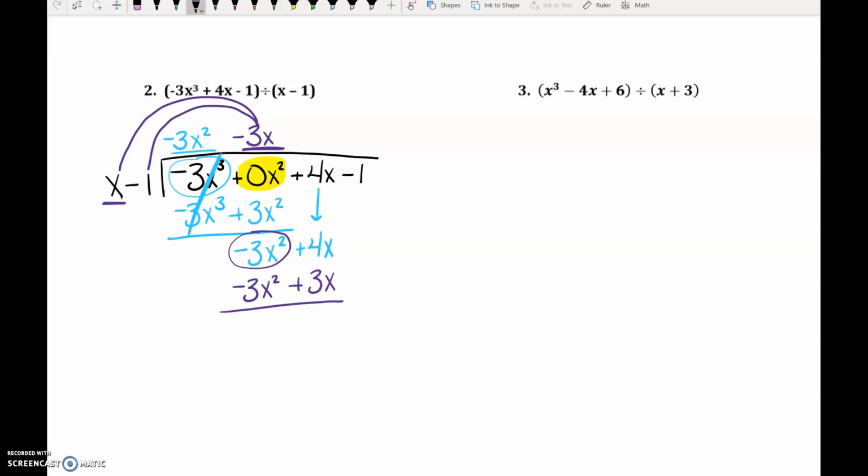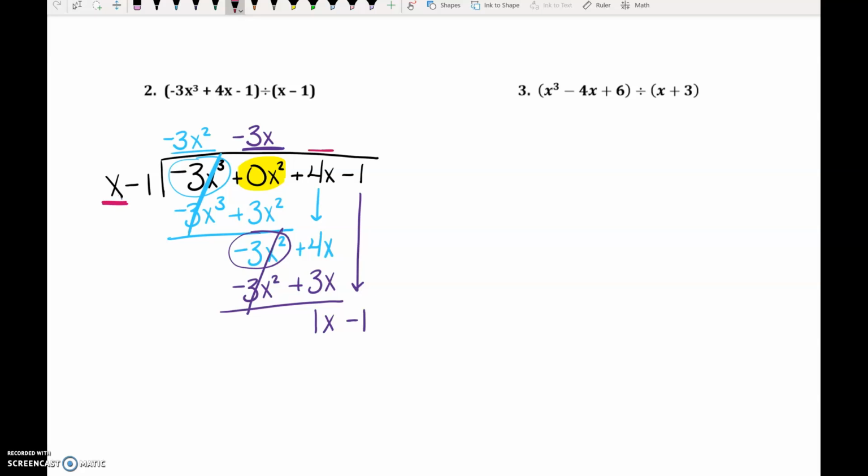Okay, at this point we subtract. Negative 3x squared minus the negative 3x squared, those cancel. 4x minus 3x is 1x. Bring the next term down. Now we're ready to start another cycle. So I'll use another new color.